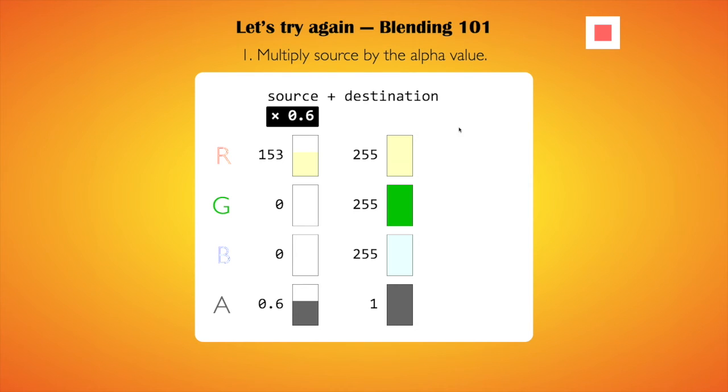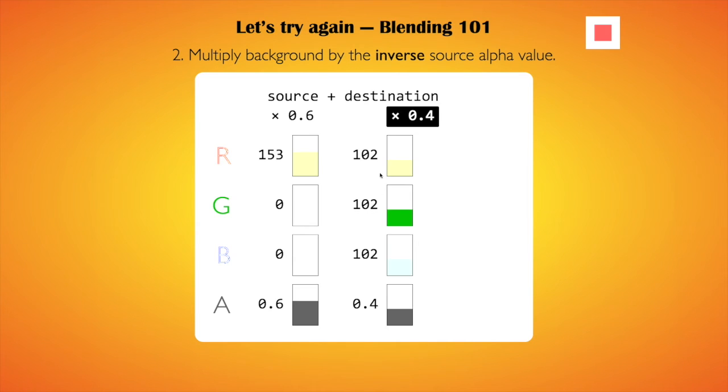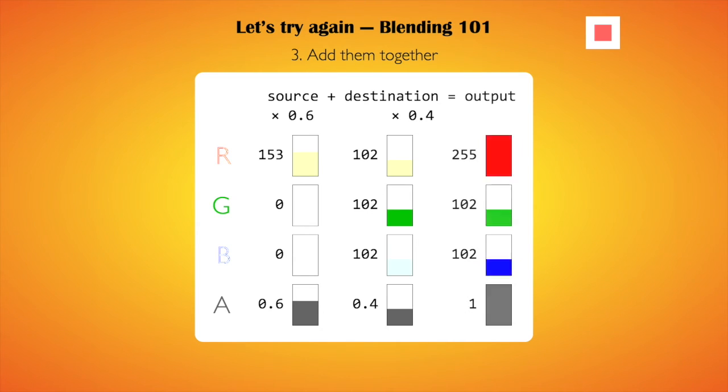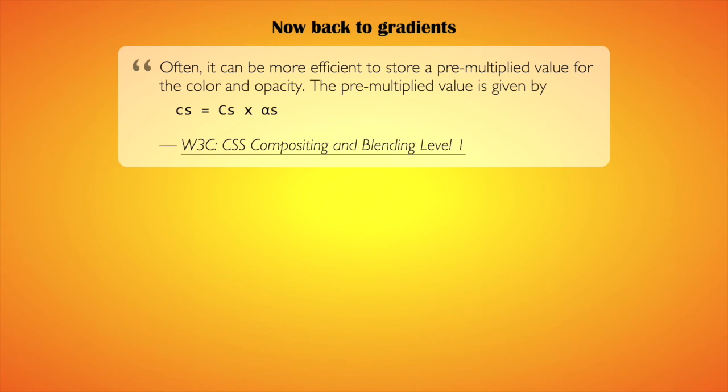Then you take the background colour and you take the inverse of this. So you've got 1 minus 0.6, which is obviously 0.4. So you multiply each of the channels by 0.4 and then you add them together. And this is what the browser gives you. If you inspect that colour, it's full red, 40% green, 40% blue. That's all they do.